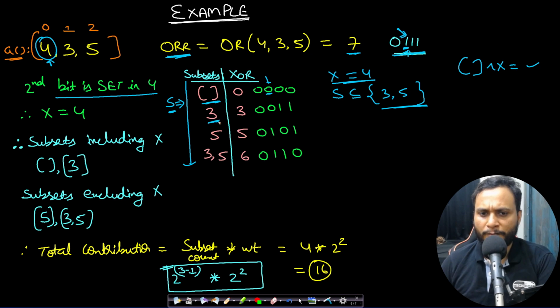Now let's say for this 3, the second bit is not set. So again for this 3, I will XOR it with X and get the ith bit set, which is the second bit set. Now for this 5, the second bit is set.